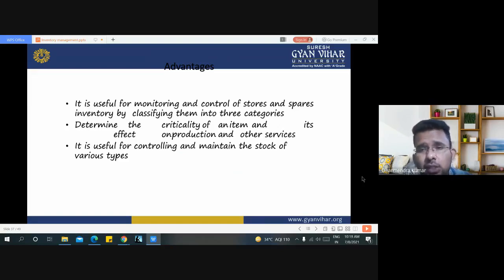And on the basis of that necessity, we keep items in three groups, as we know in VED analysis: vital, essential, and desirable. It is useful for controlling and maintaining the stocks of various types, but the types are always on the basis of the essentiality of the component in the manufacturing plant.